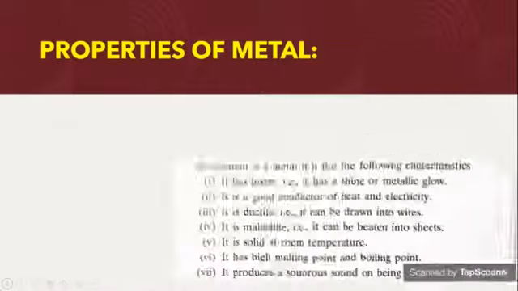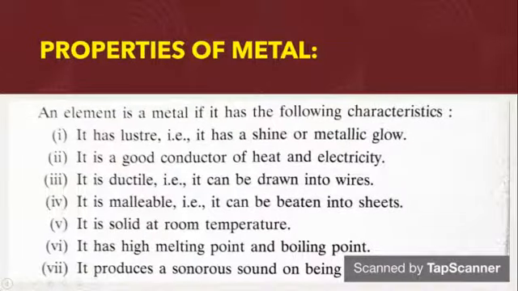Properties of a metal. An element is a metal if it has the following characteristics. It has luster, it has a shiny or metallic glow, it is lustrous. It is a good conductor of heat and electricity. It can hold heat for a long time. It is ductile, it can be drawn into wires. Ductility. It is malleable, it can be beaten into thin sheets.